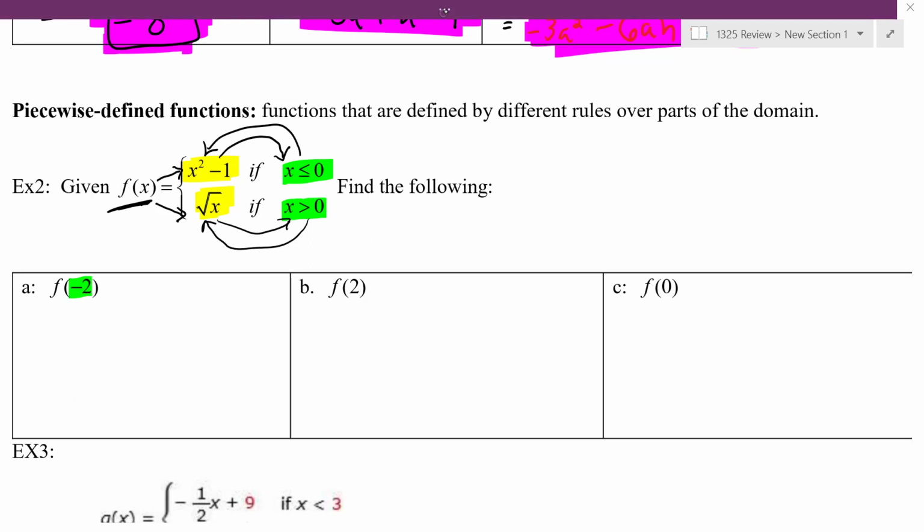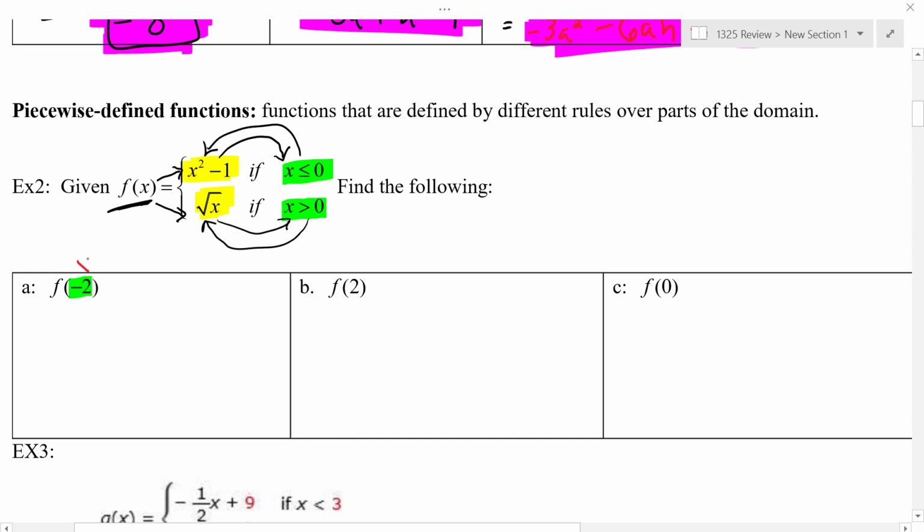So in other words, if this is my x value, negative 2, is that x value of negative 2 less than or equal to 0, or is that x value negative 2 greater than 0? Well, negative 2 is less than or equal to 0, so this is true. The second statement is not true. Negative 2 is not greater than 0.